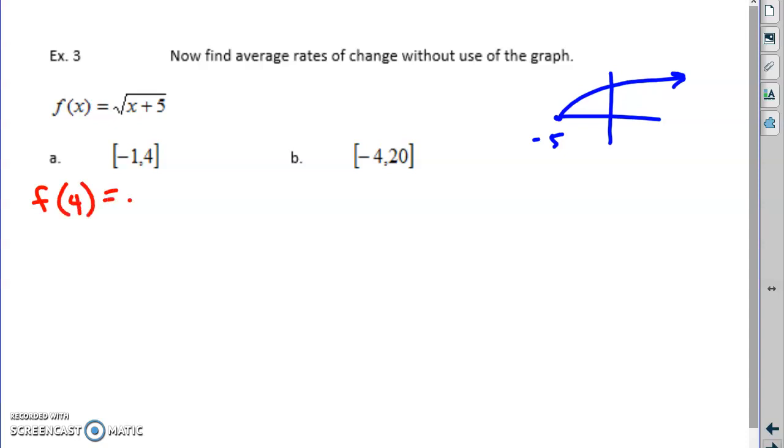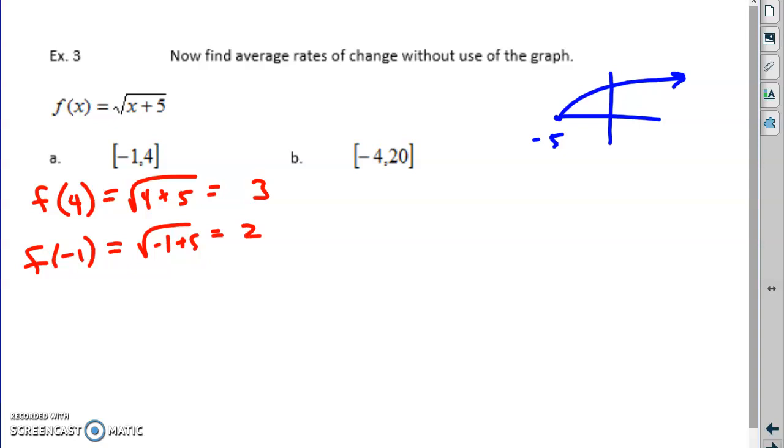We need the y values. Let's plug in a 4 here. Square root of 9 is 3. How nice are you, Mr. Ward, giving me nice values. And square root of 4 is 2. So now we do change in y, 3 minus 2. Change in x, 4 minus -1. 3 minus 2 is 1. 4 plus 1 is 5. 1/5. Very gradual slope. Why?